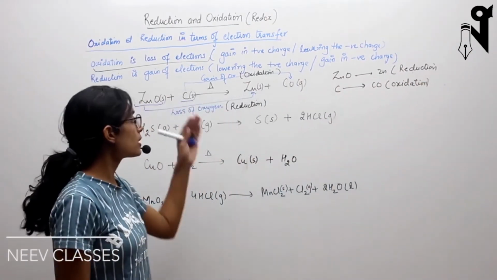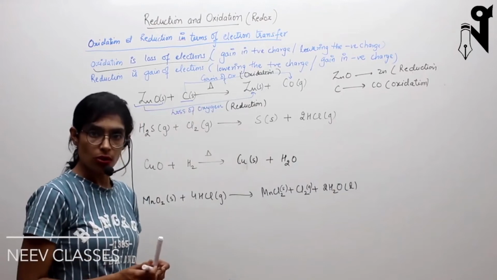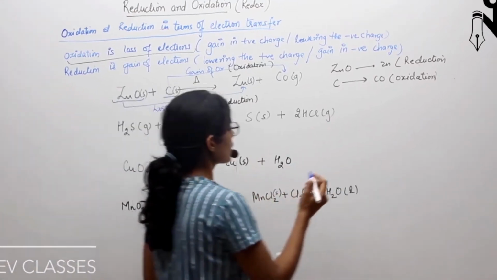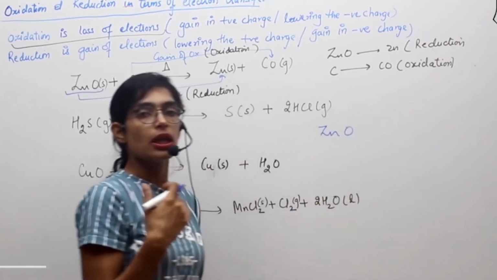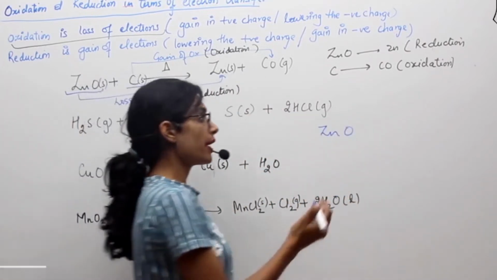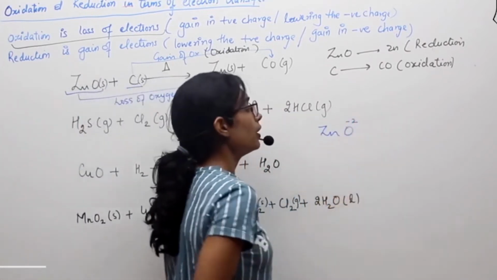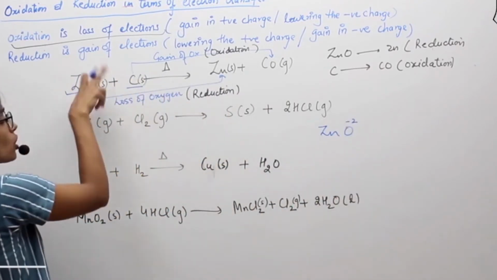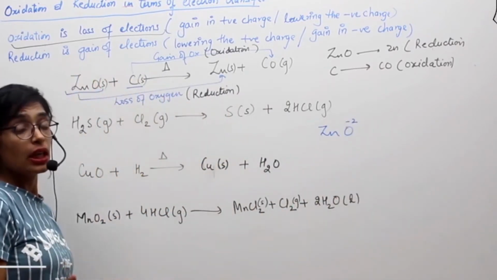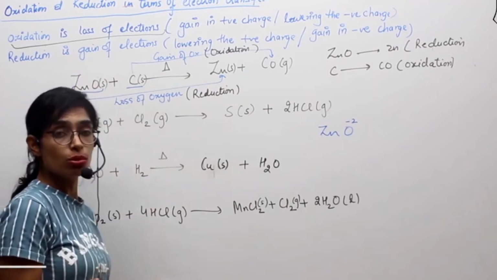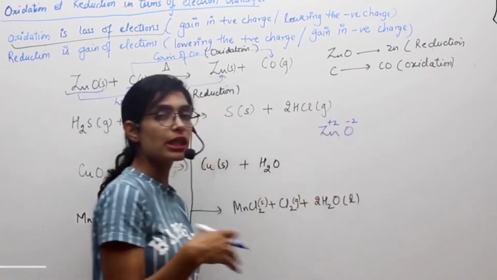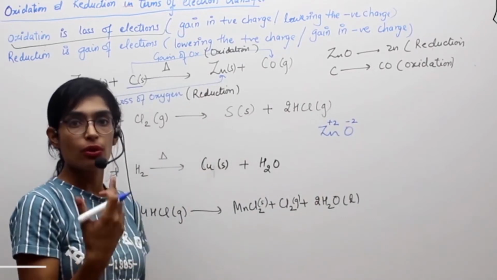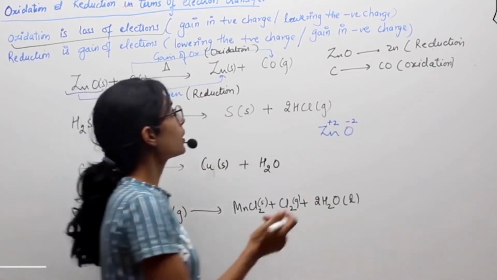I can explain the same thing with the help of electron transfer also. So let's see with the help of electron transfer. I had zinc oxide earlier. Oxygen's oxidation state is -2, so I will write -2 over here. Overall zinc oxide has no charge over it, so zinc would be exhibiting +2 charge here, or you can say +2 oxidation state. I have already explained how to calculate it if you don't know the charge on an element.